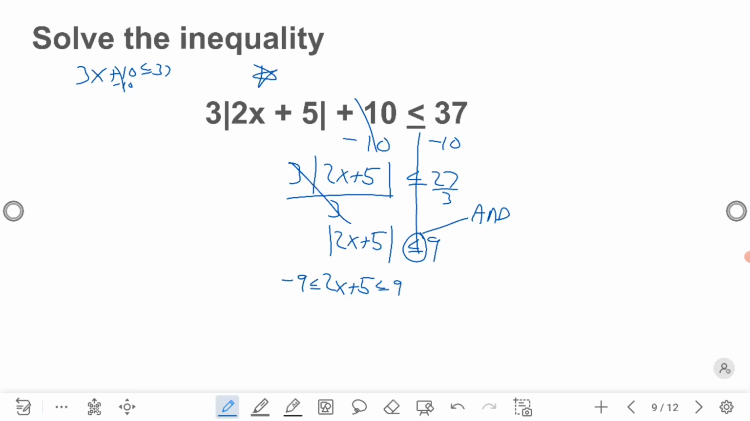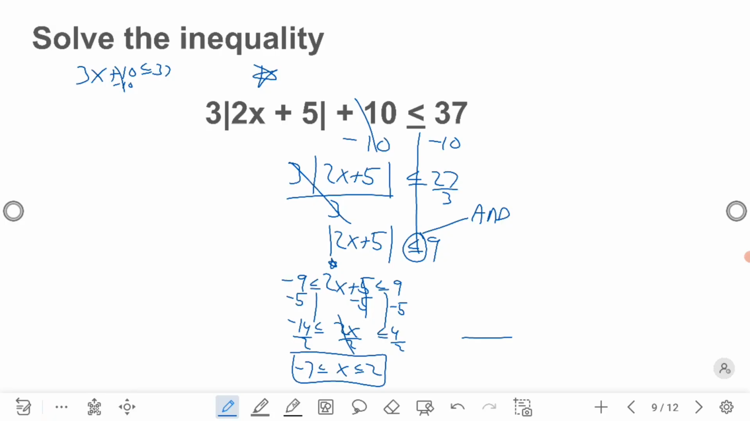Now again, I need to isolate the x that's in the middle. It's a plus 5, so I'm going to subtract 5 from all parts. Negative 9 minus 5 is negative 14, less than or equal to 2x, less than or equal to 4. Then I need to divide everything by 2. So I'm going to have negative 7 less than or equal to x, less than or equal to 2.